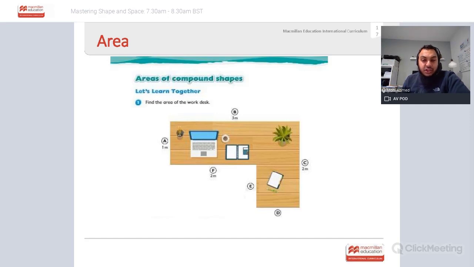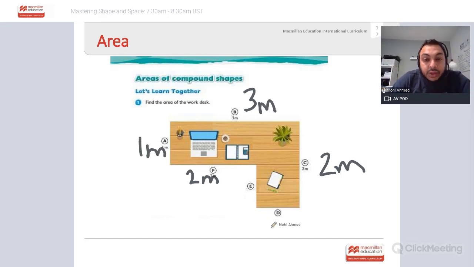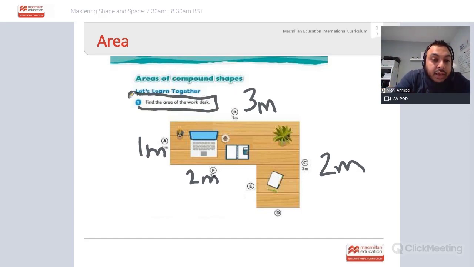So have a go at this. Here's a shape. It's a compound shape, and you've got the lengths, but you might not be able to see the lengths on your computer, so I want to write them down. This length here is 3 meters. This is 2 meters. This is 2 meters. F is 2 meters, and this is 1 meter. And we're not given E and D. So I want you to try to work out, it says, find the area of this work desk. Have a go at that.